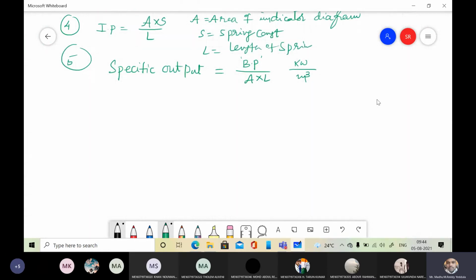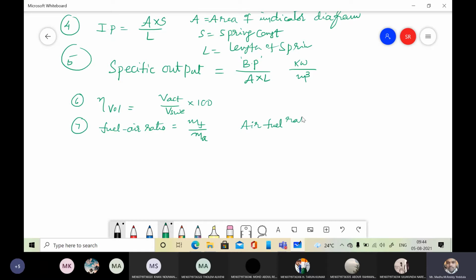And the next formula, volumetric efficiency. Volumetric efficiency is equal to actual volume by swept volume into 100. Next, fuel air ratio, that is equal to mass of fuel by mass of air. Suppose if you give an air fuel ratio, that is mass of air by mass of fuel.